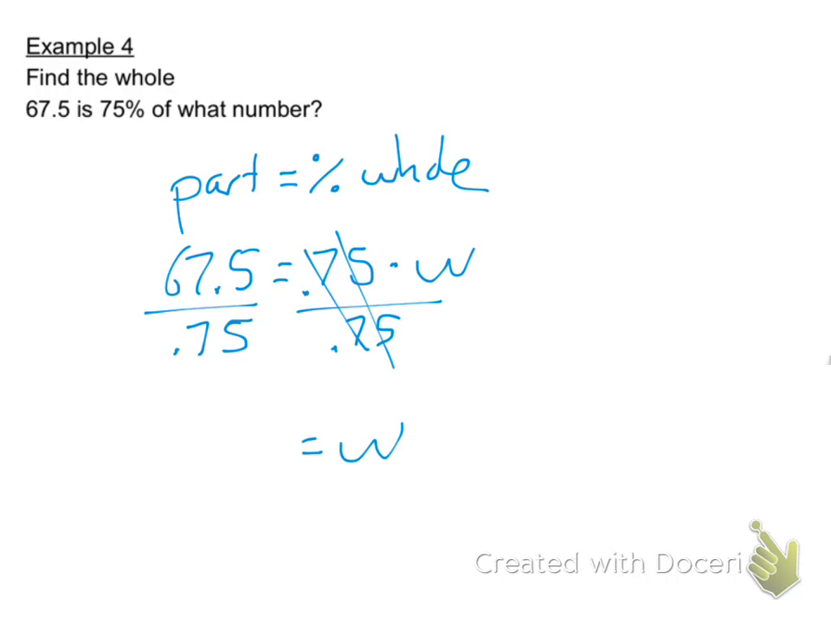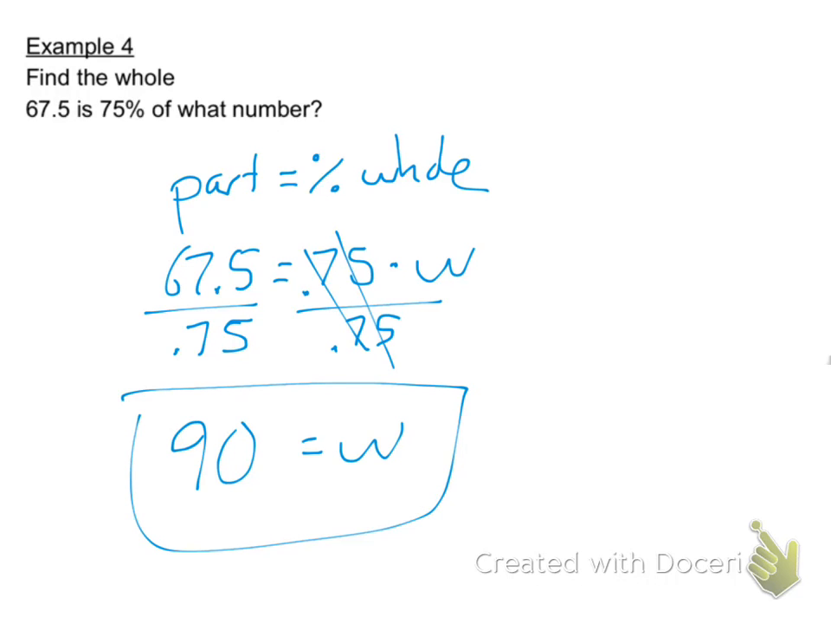And W then equals 0.1 repeated. Something about that doesn't sound right. That seems like it got smaller. 0.1 would be 1/10, so that seems a little low. Anybody else? 90. Does that sound better? So 90 is the whole number. So 75% of 90 is 67.5.